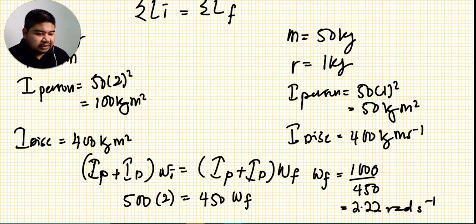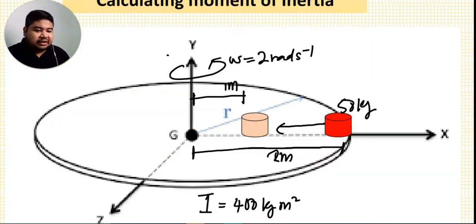As you can see from the calculation, because the person moved closer to the axis, the total moment of inertia of the system has decreased. So the angular velocity of the system has increased to 2.22 radian per second. The initial angular velocity of the system is 2 radian per second. That is how we apply conservation of angular momentum.